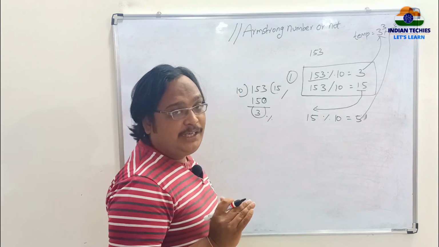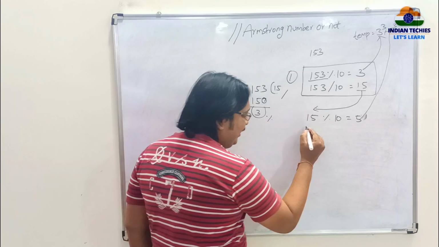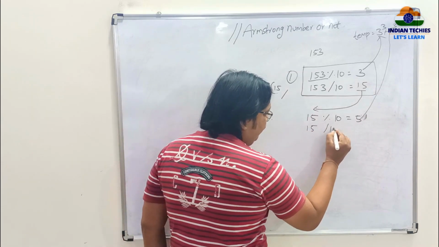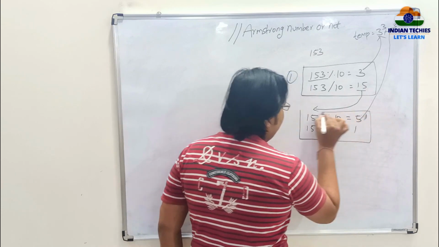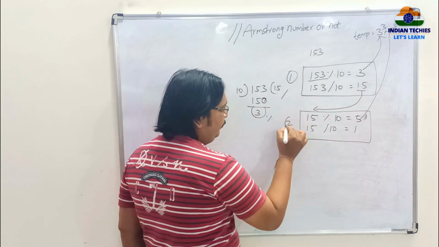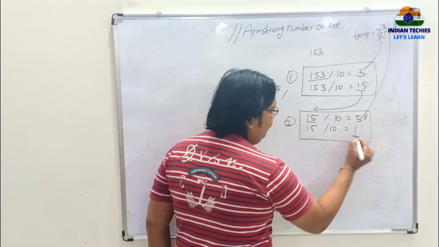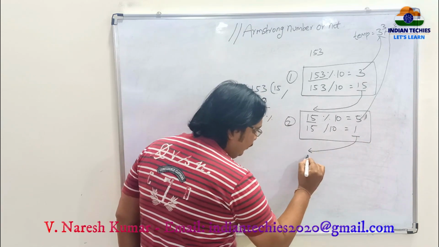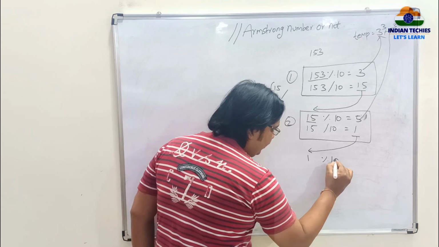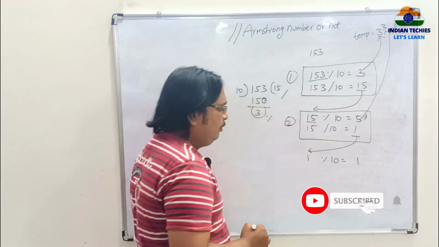Next, what should we get? We should get 1. So to make it 1, 15 divided by 10, its value is 1. This is step 2. So your 15 has become 1. Again you take this 1. 1 mod 10 is equal to 1.